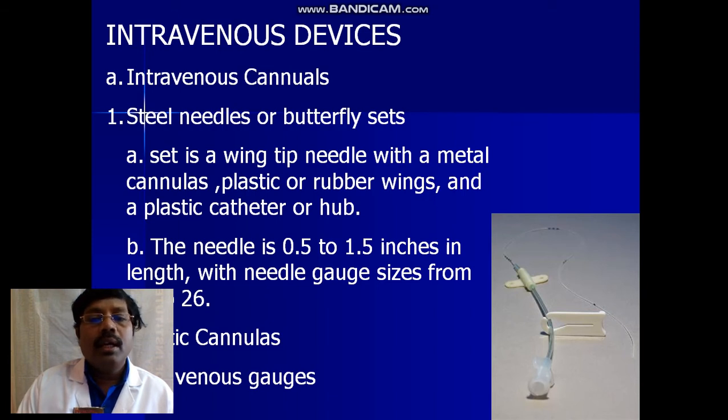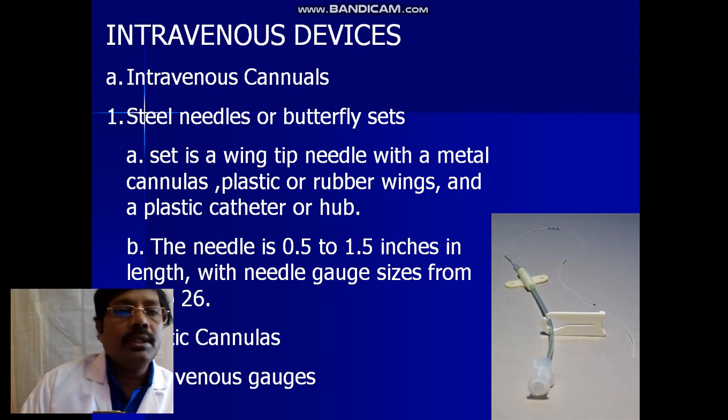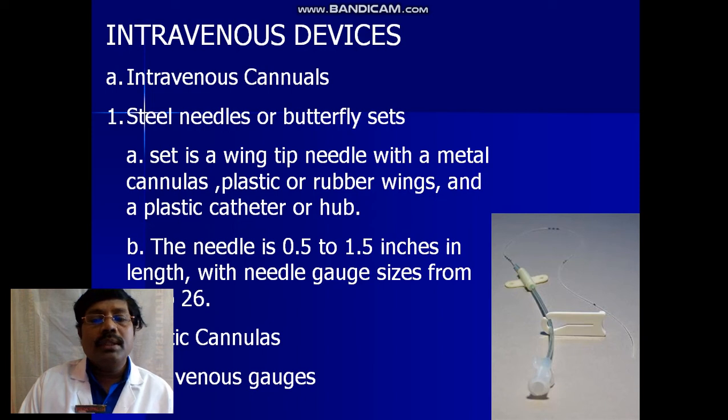Next is about the intravenous devices. You can see the devices in front of you. This is a cannula, steel needle, or butterfly set also. The set is a wing type: there is a needle at the tip, and there are two-sided plastic attachments like a wing. The needle is 0.5 to 1.5 inches in length, and the needle gauge size is about 16 to 26. There are many gauges.